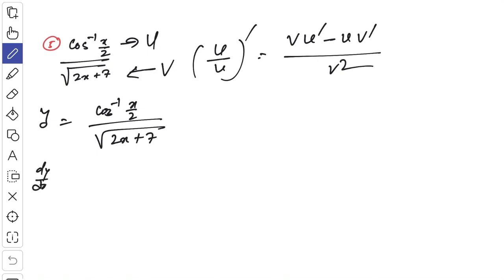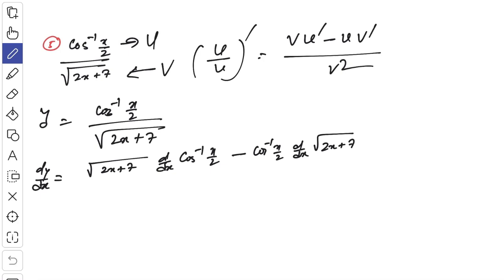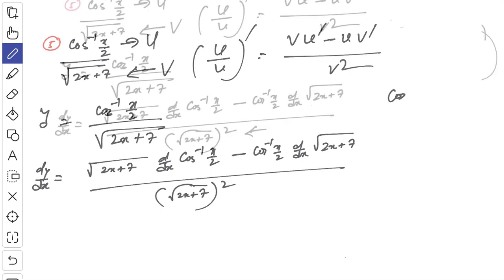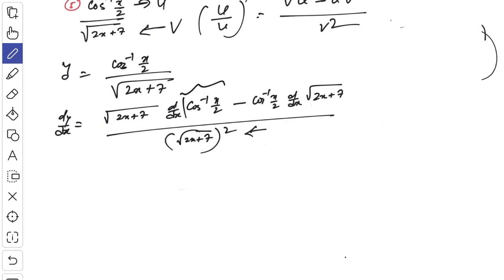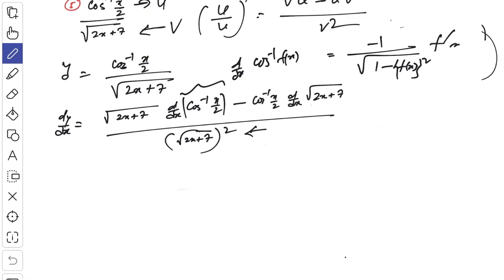So dy by dx will be root of 2x plus 7 times the derivative of cos inverse x by 2, minus cos inverse x by 2 times the derivative of root of 2x plus 7, by 2x plus 7 whole square. That's what you have got. And here you see cos inverse. Now here, assume this derivative of cos inverse x by 2 as derivative of cos inverse f of x. So derivative of cos inverse f of x is nothing but minus 1 by root of 1 minus f of x whole square, and the derivative of f of x again.